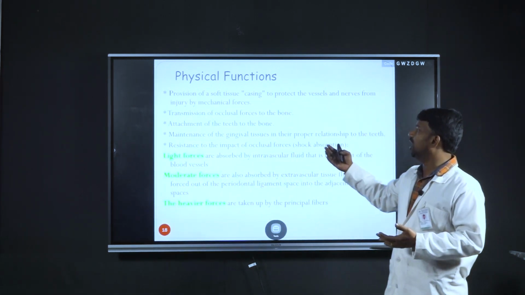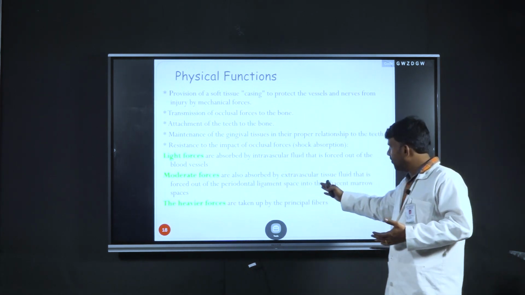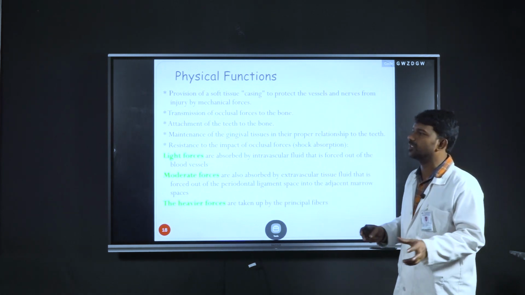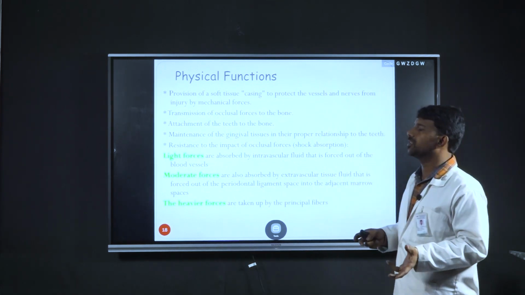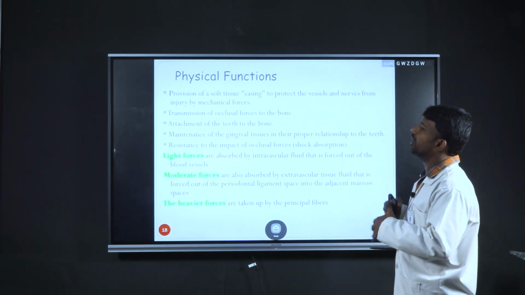So light forces are absorbed in the intravascular fluid, moderate forces are absorbed by extravascular tissue, and heavier forces are taken up by the principal fibers. The 6 principal fibers, or the 5 sets of principal fibers, take the heavier load when the occlusal forces are beyond 25 Newton.